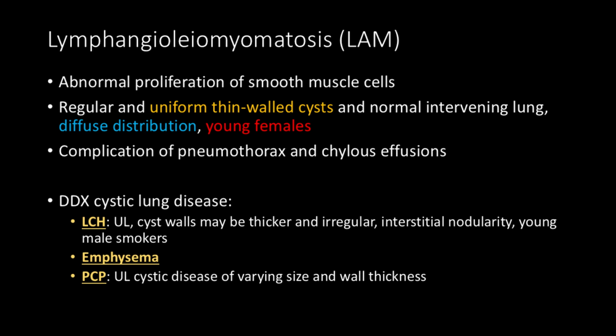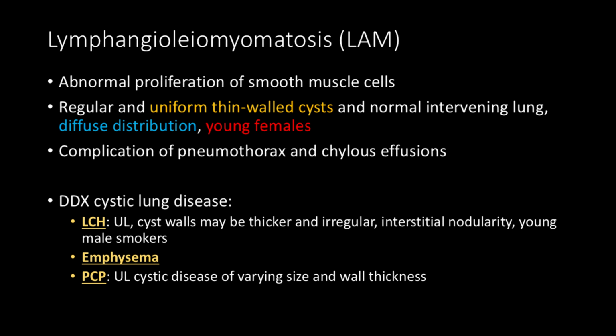LAM is a rare lung disease marked by abnormal smooth muscle cell proliferation, which leads to the formation of these thin-walled cysts. It's most often seen in young females and commonly presents with complications like pneumothorax, which fits our patient's history perfectly, and sometimes chylous effusions.